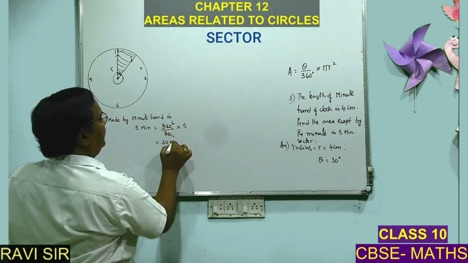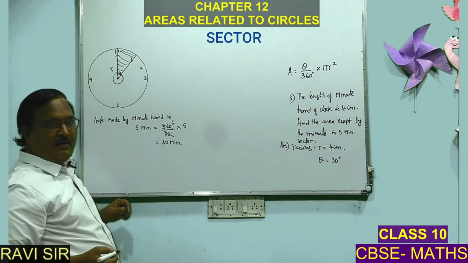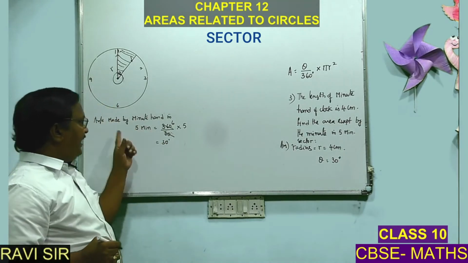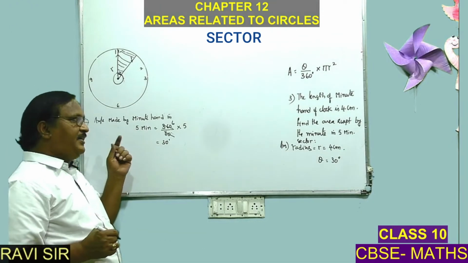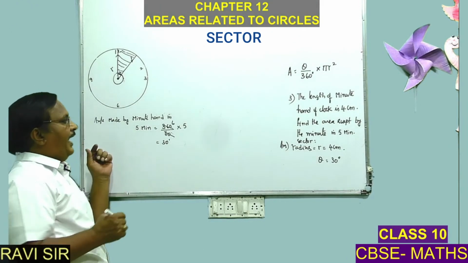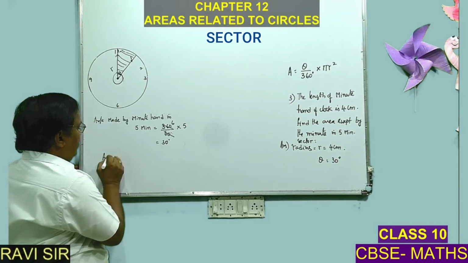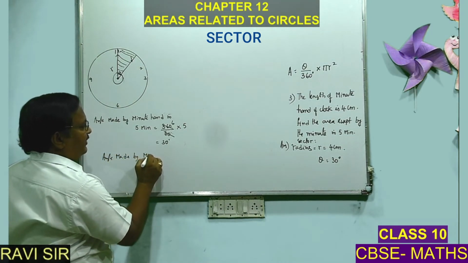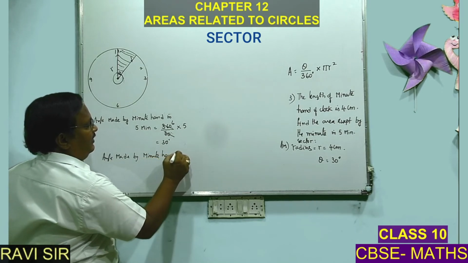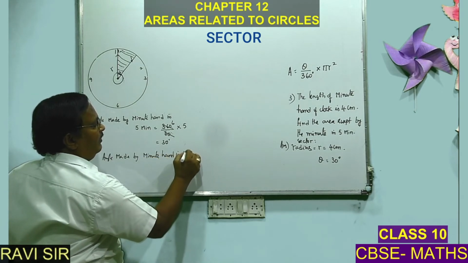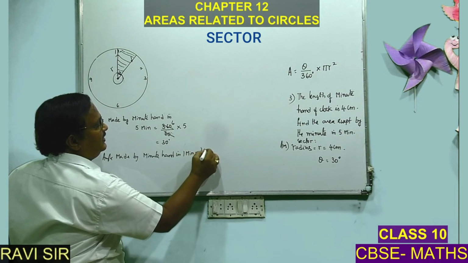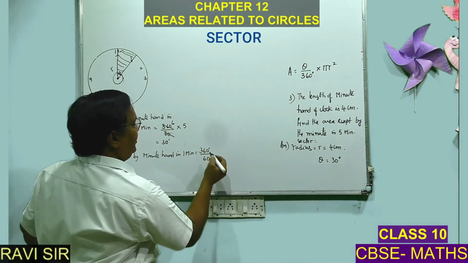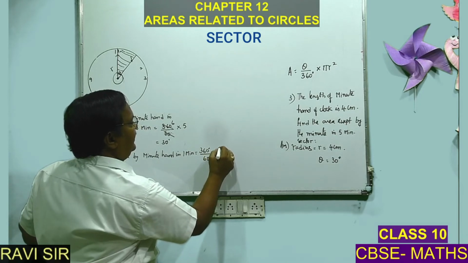So, 30 degrees, sorry, degrees. I have written directly in one step. Before this, if you write one more step also, that will be very good. Angle made by minute hand in 1 minute. How much? 360 degrees divided by 60, so 6 degrees.